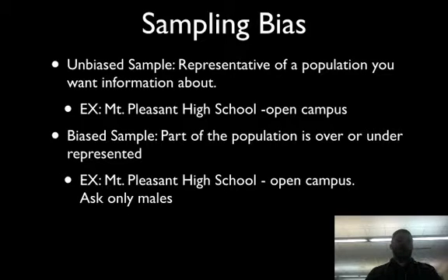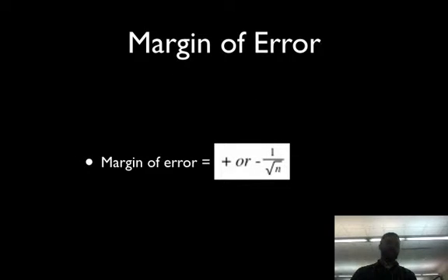If it was biased, maybe we ask only the males, only the boys in the school. Or if we asked only the seniors whether they thought open campus was a good idea. Those would be biased samples because one group of the population is overrepresented. If it was the American population, it'd be like asking only the people from North Dakota a question that affects all of the American people. Those would be biased samples. Okay.